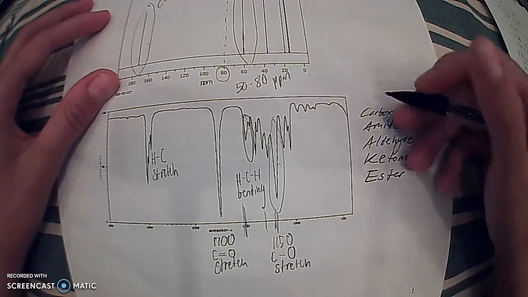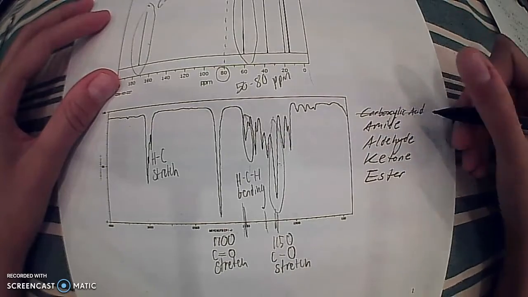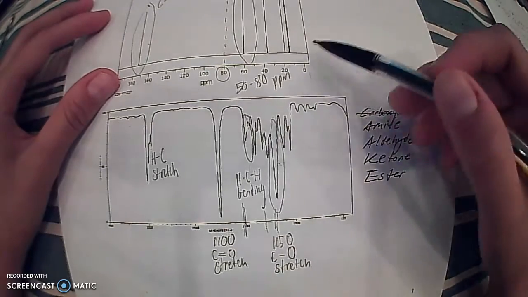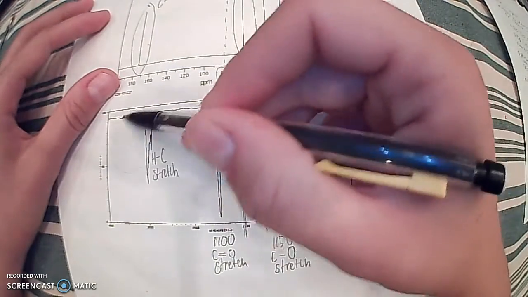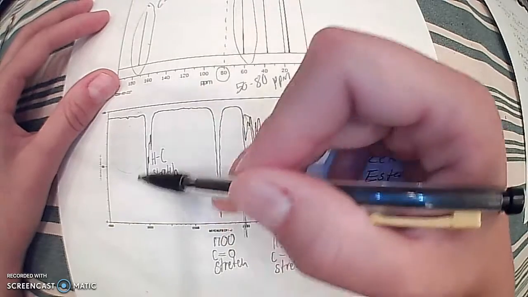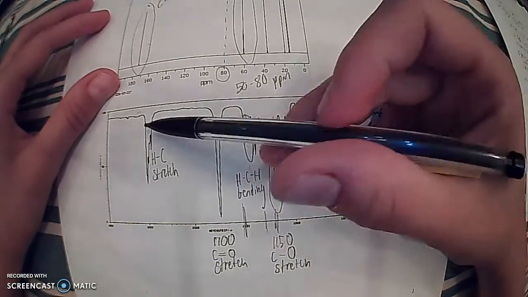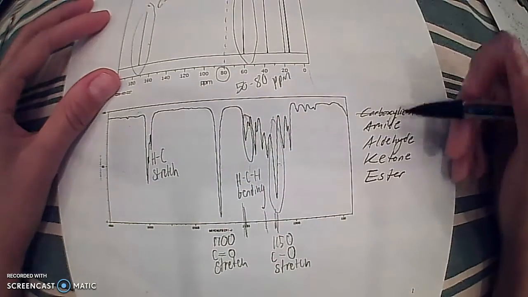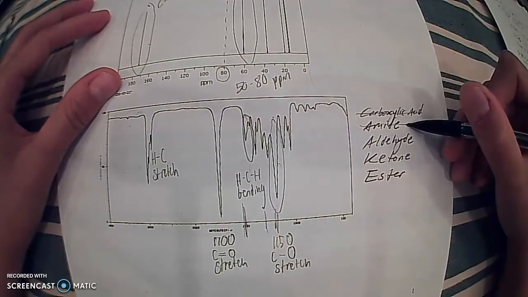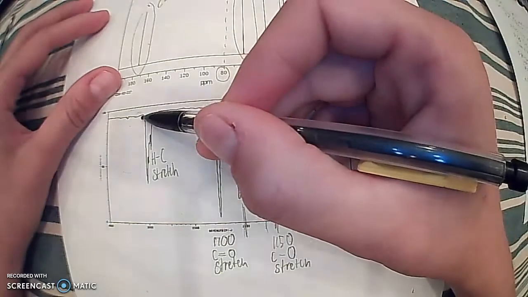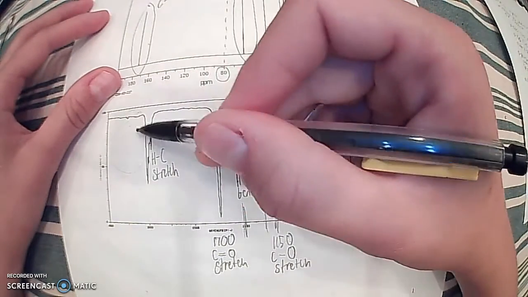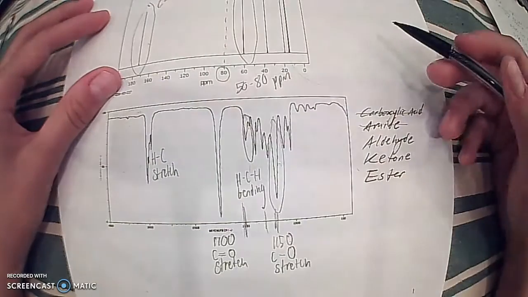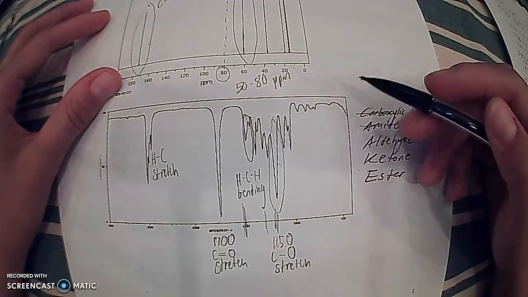For example, we can cross off the carboxylic acid because there is no indication of a large rounded alcohol group here. And looking in that same area, we can also cross off the amide because we don't see a little double peak or double bump for an amide over in that region, closer to the 3300 area.